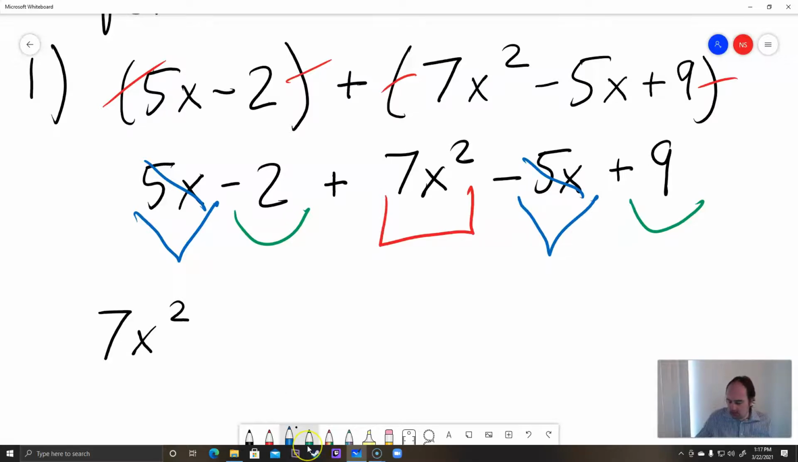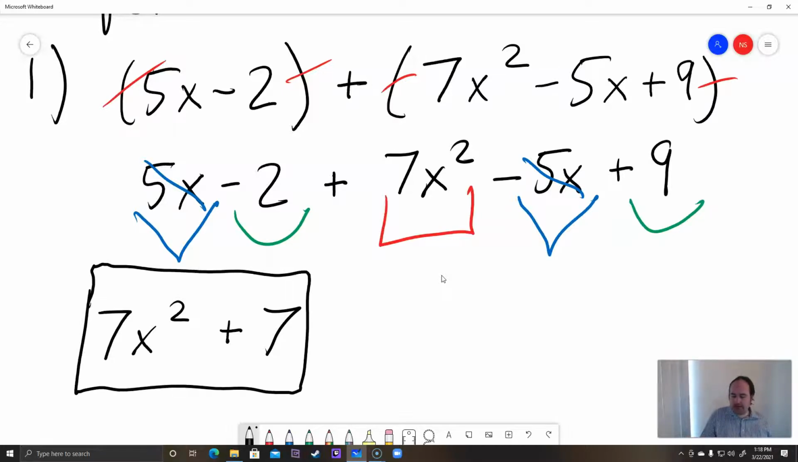And then the last type of like term is the constants here. For the constants, negative 2 plus 9 is going to give you positive 7, because 9 minus 2 is 7. So we have plus 7 here. And that's actually going to be our answer. Our answer is going to be a polynomial. So if you're adding or subtracting polynomials, your answer is going to be a polynomial.